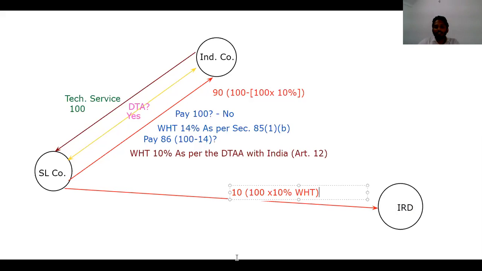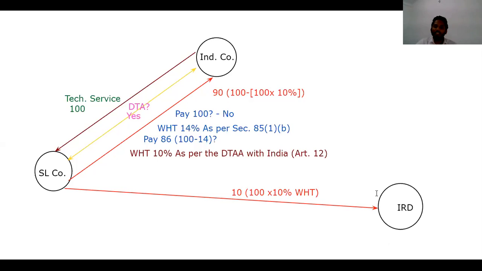Right? Because not the 14% we are applying, since there is a DTA, we are paying 10%. So this 10% is what we are paying to India. Then what we do is we pay 10% to our Inland Revenue Department.